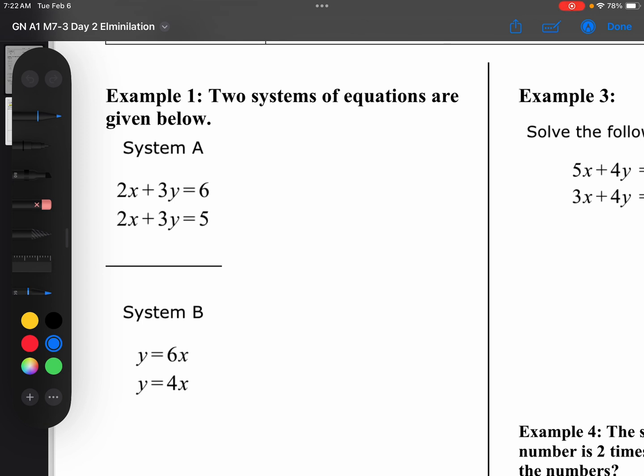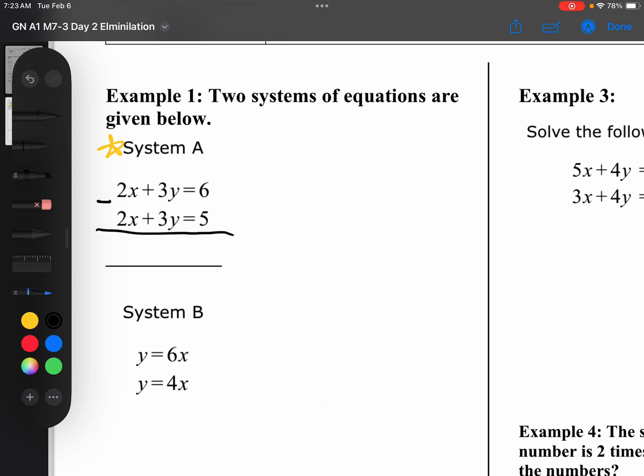We have system A and system B. To start this example, we're just going to look at system A. Now remember, to solve with elimination, you want to line up your variables and get them to cancel out. So in this particular problem, it looks like they're already lined up. Since they are the same, you remember this from the day 1 notes from Friday, if it's the same, you subtract, okay? So we're going to turn this into a big old subtraction problem here.